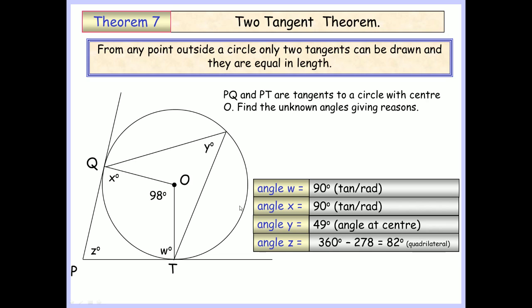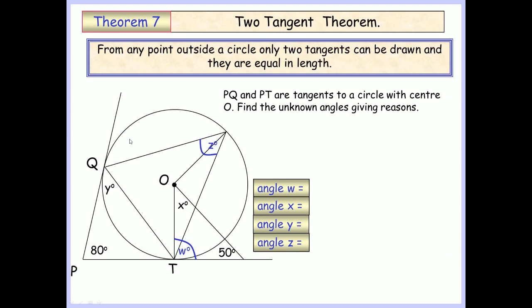Okay, so it's not a cyclic quadrilateral because the P doesn't lie inside the circle, but it is a quadrilateral, and all quadrilaterals have 360 degrees anyway. Nearly messed that one up myself. From any point outside the circle, only two tangents can be drawn. They're equal in length, so we can use it to solve this.